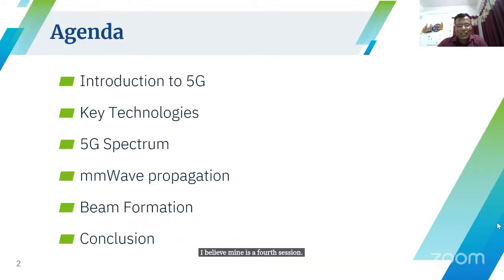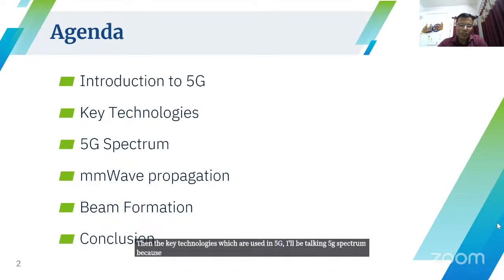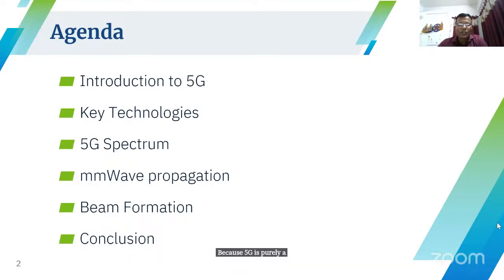So you must have a lot of information about 5G and its basics. I'm trying to take it from some other perspective. If it is already covered, pardon me for that. Then the key technologies used in 5G, I'll be talking about 5G spectrum, because wave propagation is one of the important features, because 5G is purely a wireless technology. So wave propagation plays a major role.